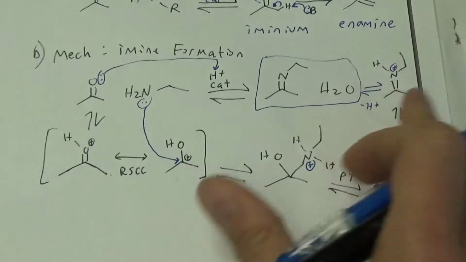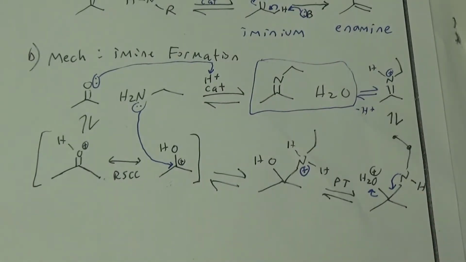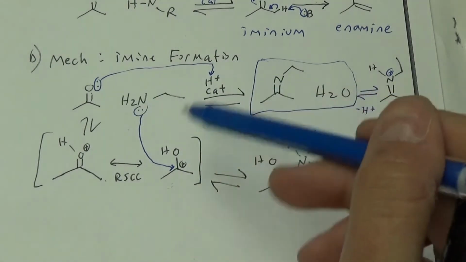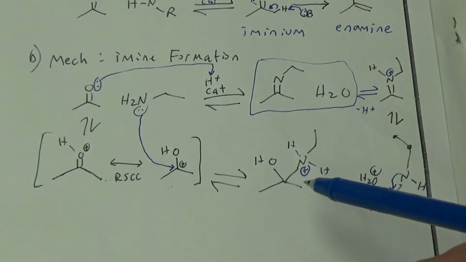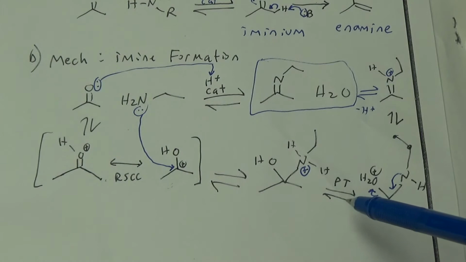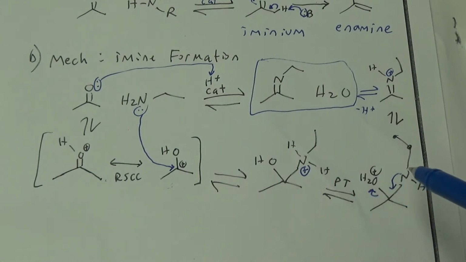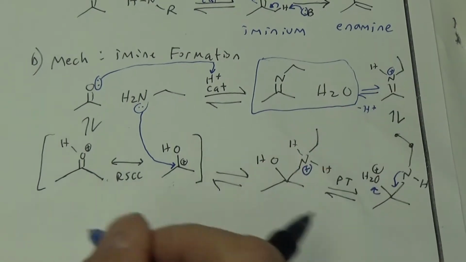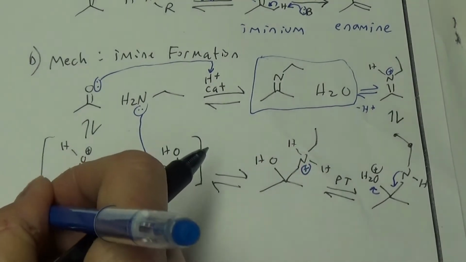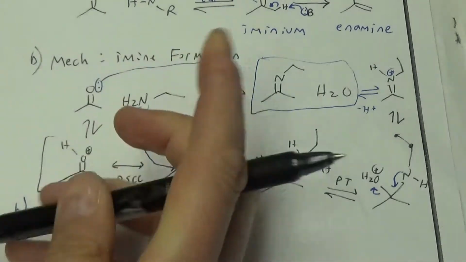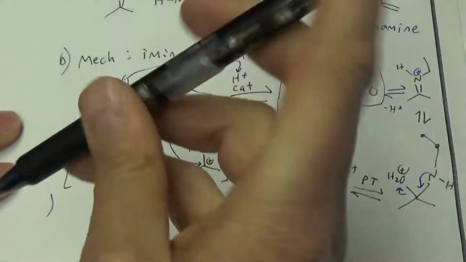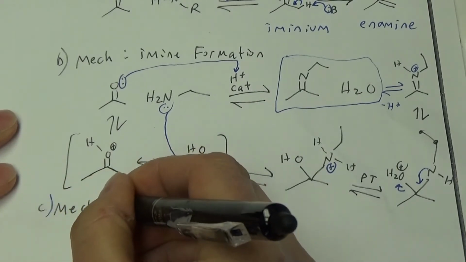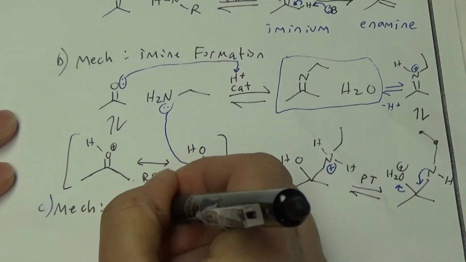So there we go. That's amine formation. Kind of like acetal formation in some ways. A little different, but start the same way, and then nucleophilic attack, proton transfer, PT, and then kick off the leaving group, and then lose a proton, whatever. It's comparable to the acetal formation. Let's do C, which is the amine formation. Sorry, enamine formation.